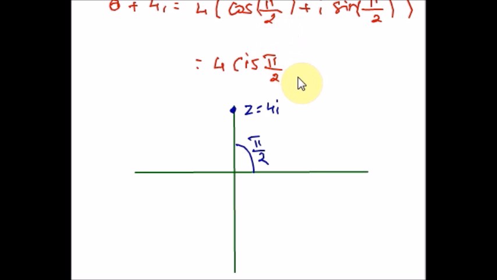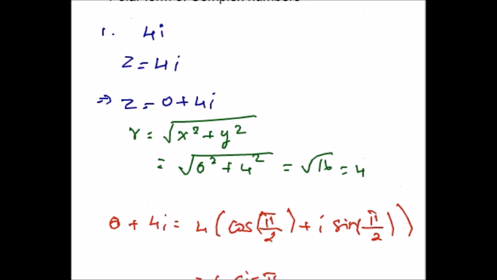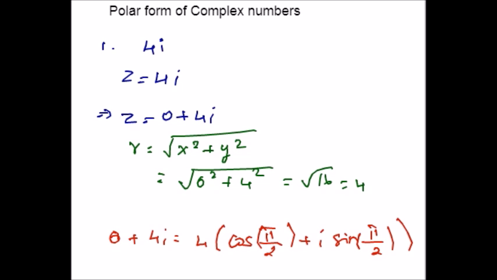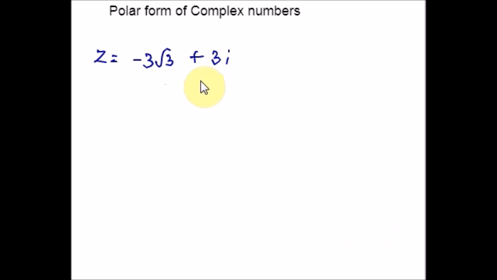Please have a glance over this example and let me know in case you get any query. Hope it's clear? Okay. Let us discuss a few more examples. Okay, here is the next example. Z equal to negative 3 root 3 plus 3i. Find the polar form of the complex number.